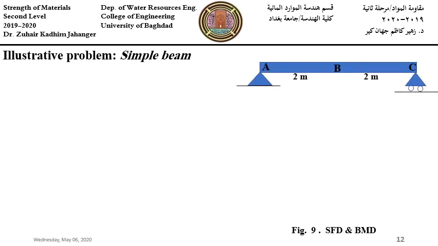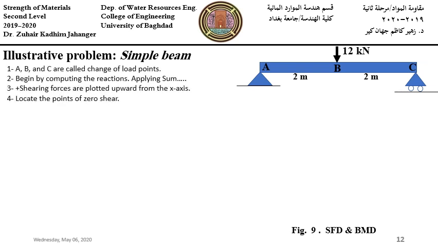Illustrative problem. Look at this simple beam, 4 meters long, with an applied load of 12 kilonewton at the mid of the beam, mid span. To start with, as we said before, A, B, and C are called change of load points. It is very important to write A, B, C at these positions.